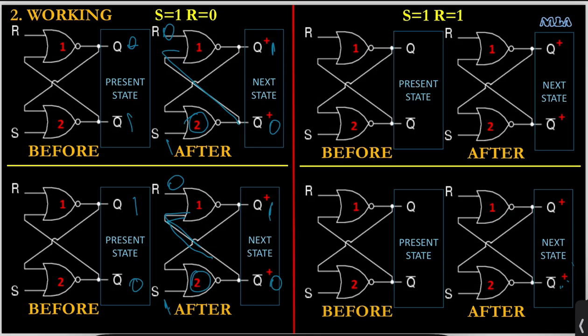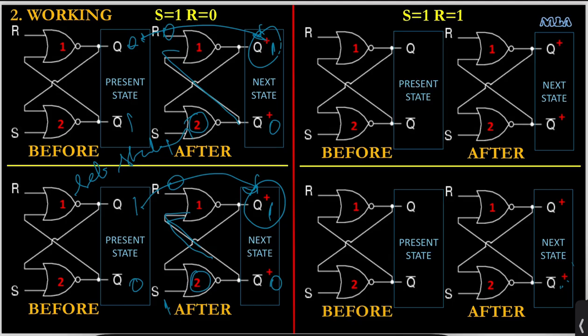Now from these two segments, for this part, what we observe is that with S equal to 1, R equal to 0, irrespective of Q, whether Q is 0 or Q is 1, output Q plus is 1. So this we call a set state. We say that the latch has entered into the set state. Now let's go on to the fourth part.